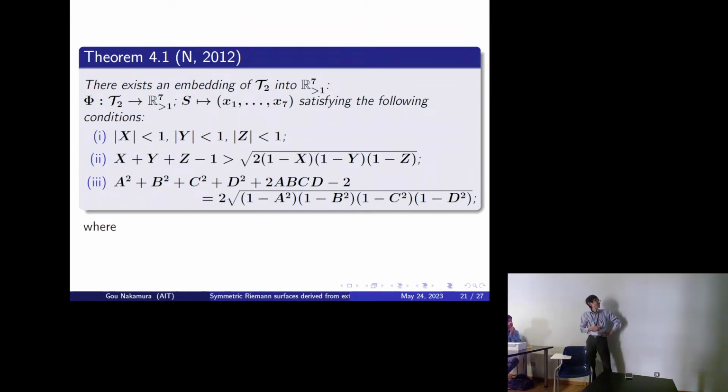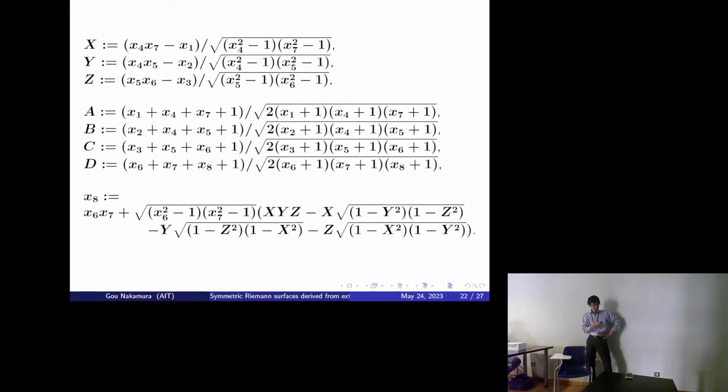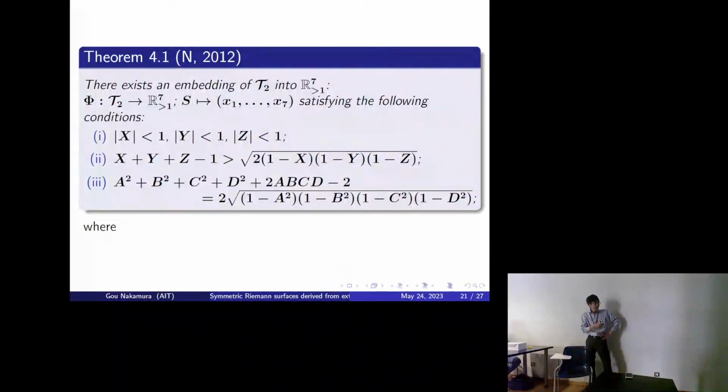Anyway, so the first one: there are new letters A, B, C, D, and X, Y, Z. This is determined by these 7 numbers, like this. So it is very complicated. Nobody wants to see this. But anyway, the first condition.